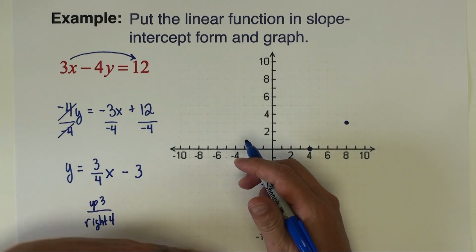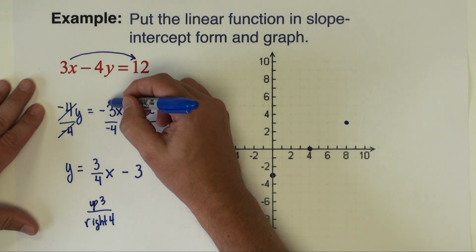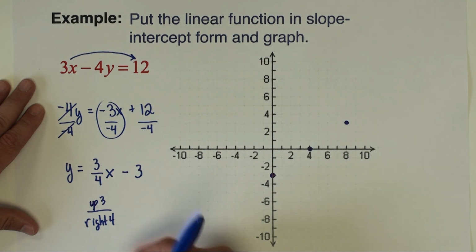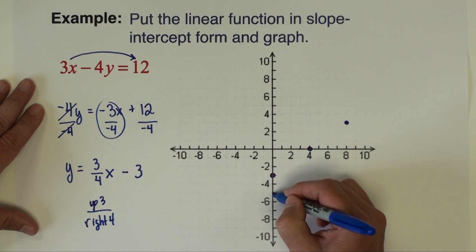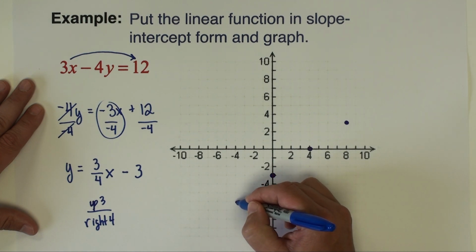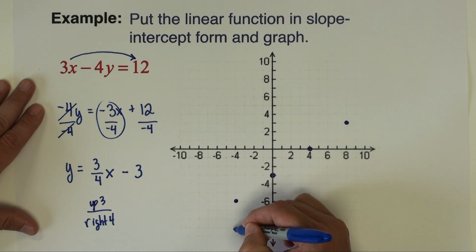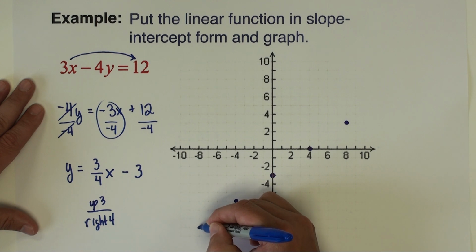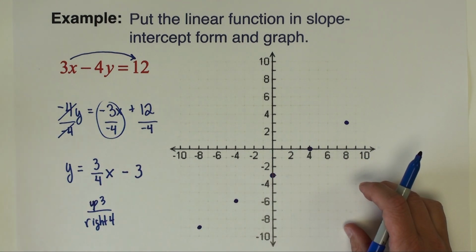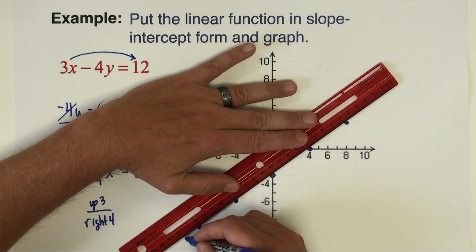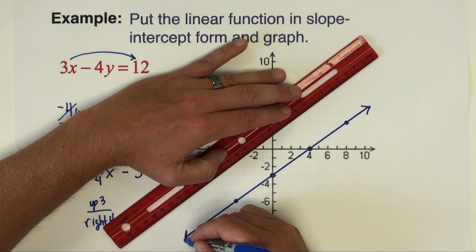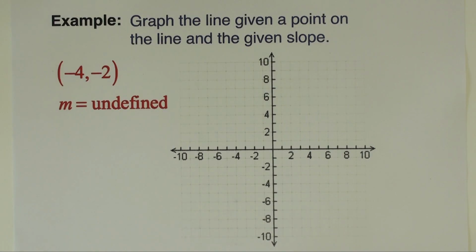Now, we could also do that slope. We could go down and left. It's on the same line. Down 3, left 1, 2, 3, 4. So that works too, and you can see that those definitely are falling on the same line. And that's it.